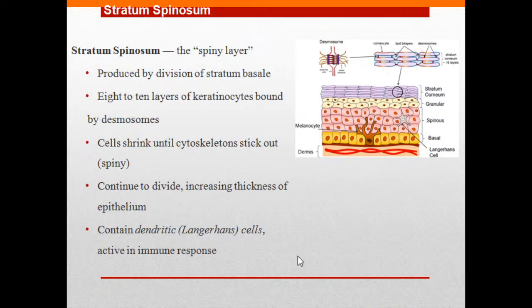Stratum spinosum, the spiny layer, produced by division of stratum basale. 8 to 10 layers of keratinocytes bound by desmosomes. Cells shrink until cytoskeletons stick out, making them spiny. They continue to divide, increasing the thickness of the epithelium. They contain dendritic Langerhans cells, active in the immune response.